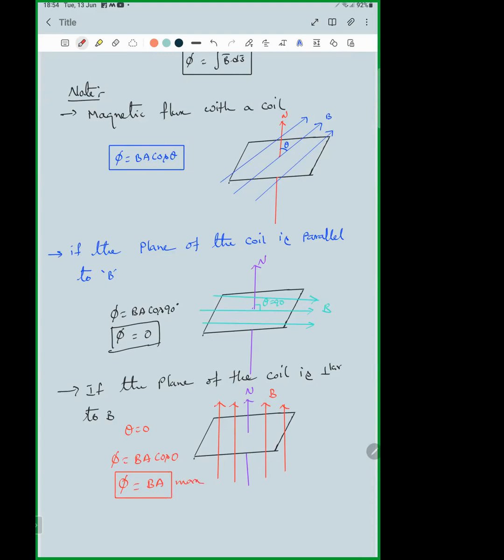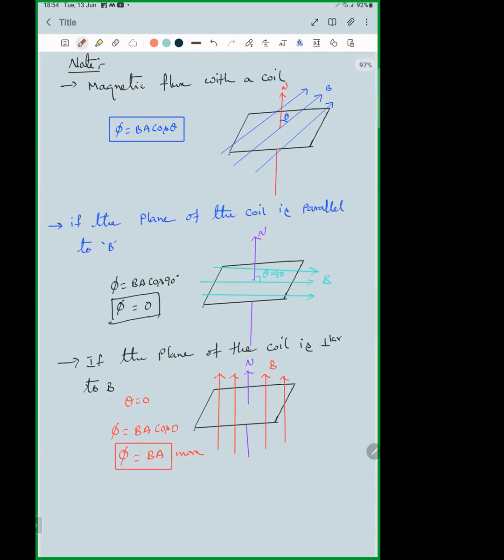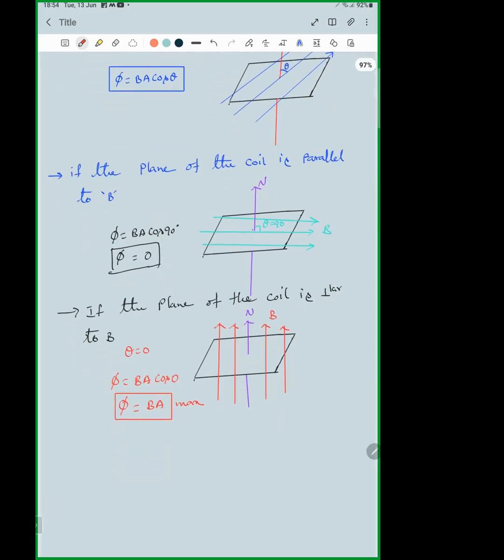Suppose it is anti-parallel, then it will become minus. That means it will become negative. If the coil has N number of turns, then it is NBA cos theta.